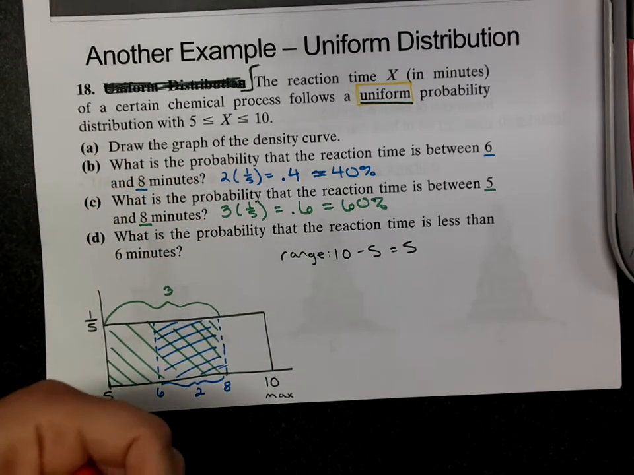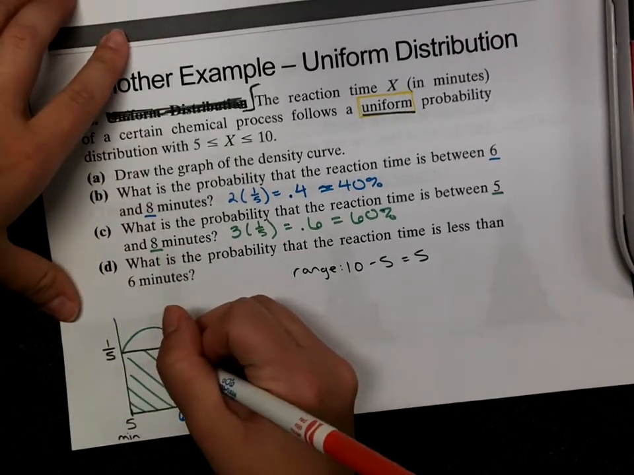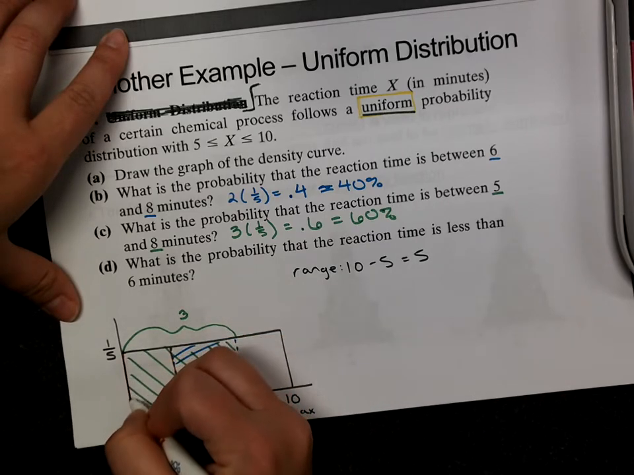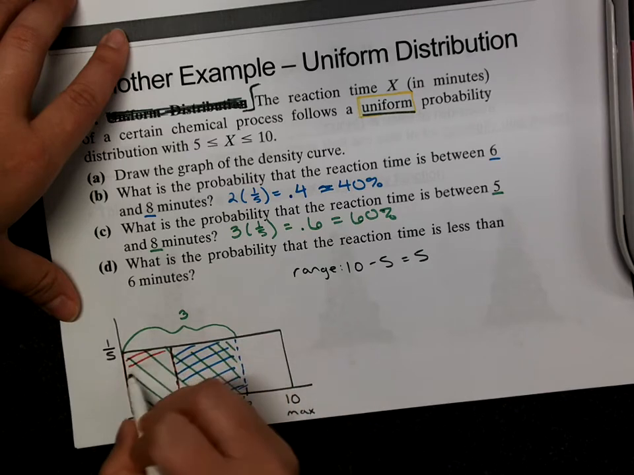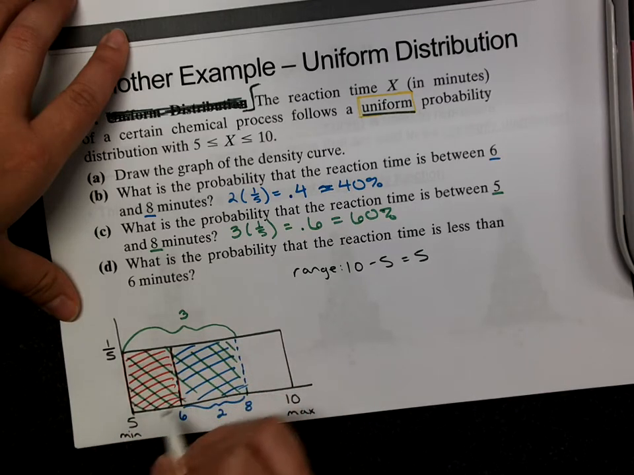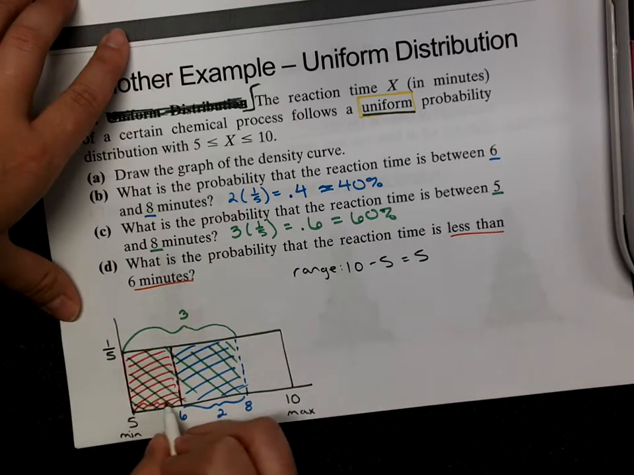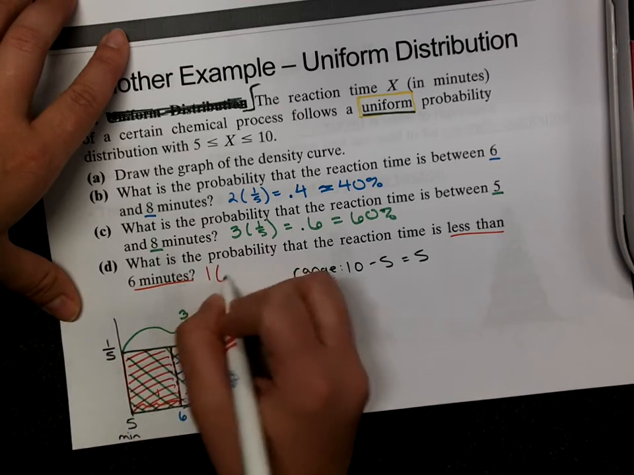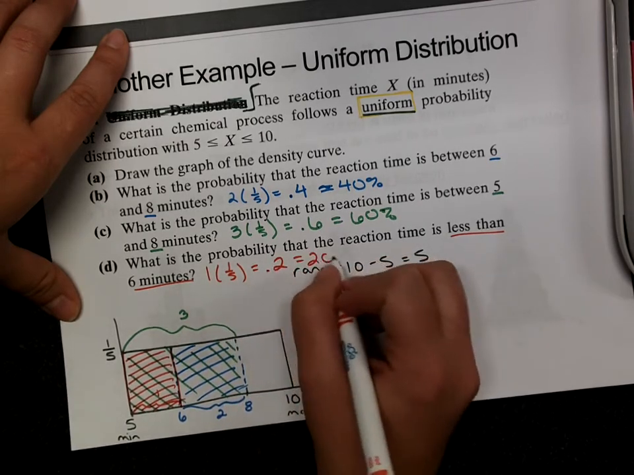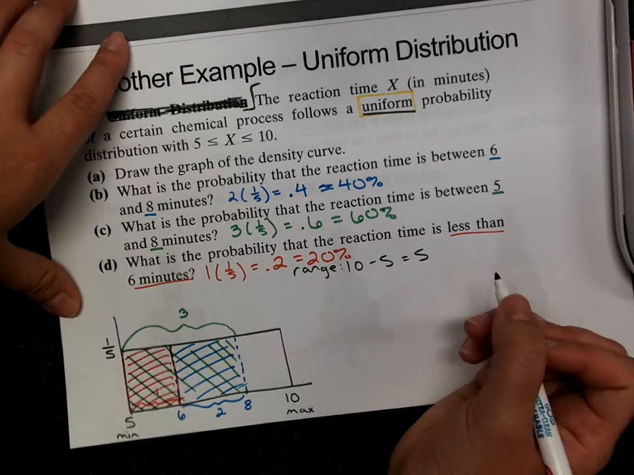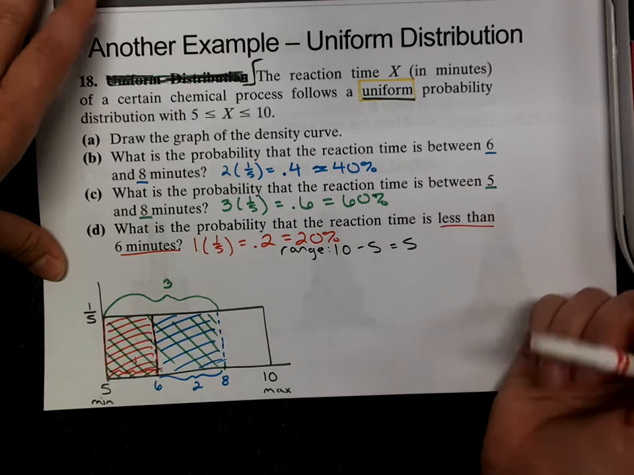Part D, what is the probability that the reaction time is less than 6 minutes? Less than 6. So here's 6. Here's the end of it. Here's the minimum. So between 6 and the bottom, which is this region right here. And since the minimum's 5 and it wants less than 6, that only gives me a range of 1. So it'll be 1 times 1/5, which is 0.2 or 20%. Some of you might have noticed that it's the difference between B and C, or 20%.